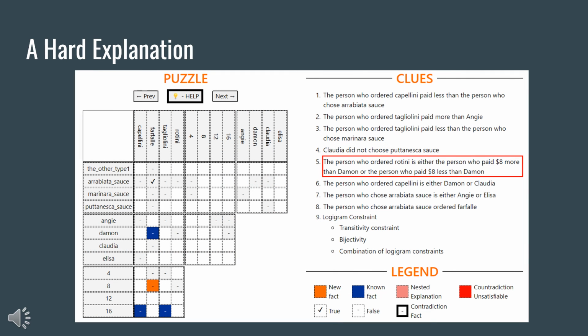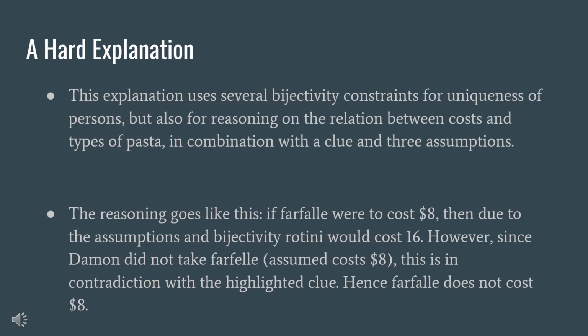Here in this example, the solver uses 3 known facts and 1 clue and several bijections to generate one new fact. The clue is the person who ordered rotini is either the person who paid $8 more than Damon or the person who paid $8 less than Damon. The conclusion is farfalle cannot cost $8 because if it does, the cost of rotini will be out of the cost bounds or take the values $4 or $12. But these will force one of tagliolini or capellini to cost $16, which is again a contradiction. So, in this way, this AI system can give explanations for complex derivations like these.